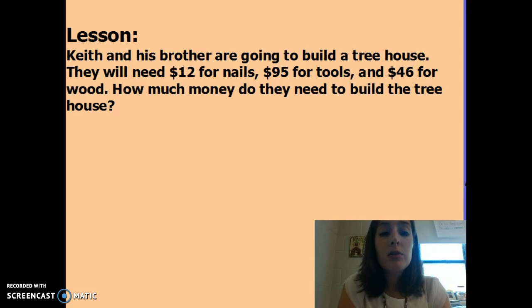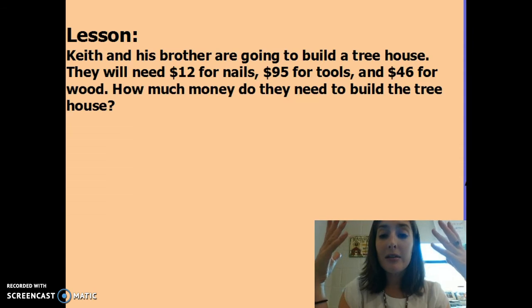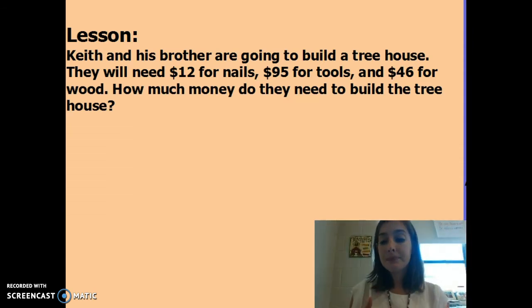Okay, so we're just going to dive right into our first word problem. Keith and his brother are going to build a tree house. They will need $12 for nails, $95 for tools, and $46 for wood. How much money do they need to build the tree house? So we're trying to take all the parts and put it into a whole. So I have 3 parts of the money for building, and then I need to figure out how much total I need to spend. So that means that I'm going to be using the operation of addition.